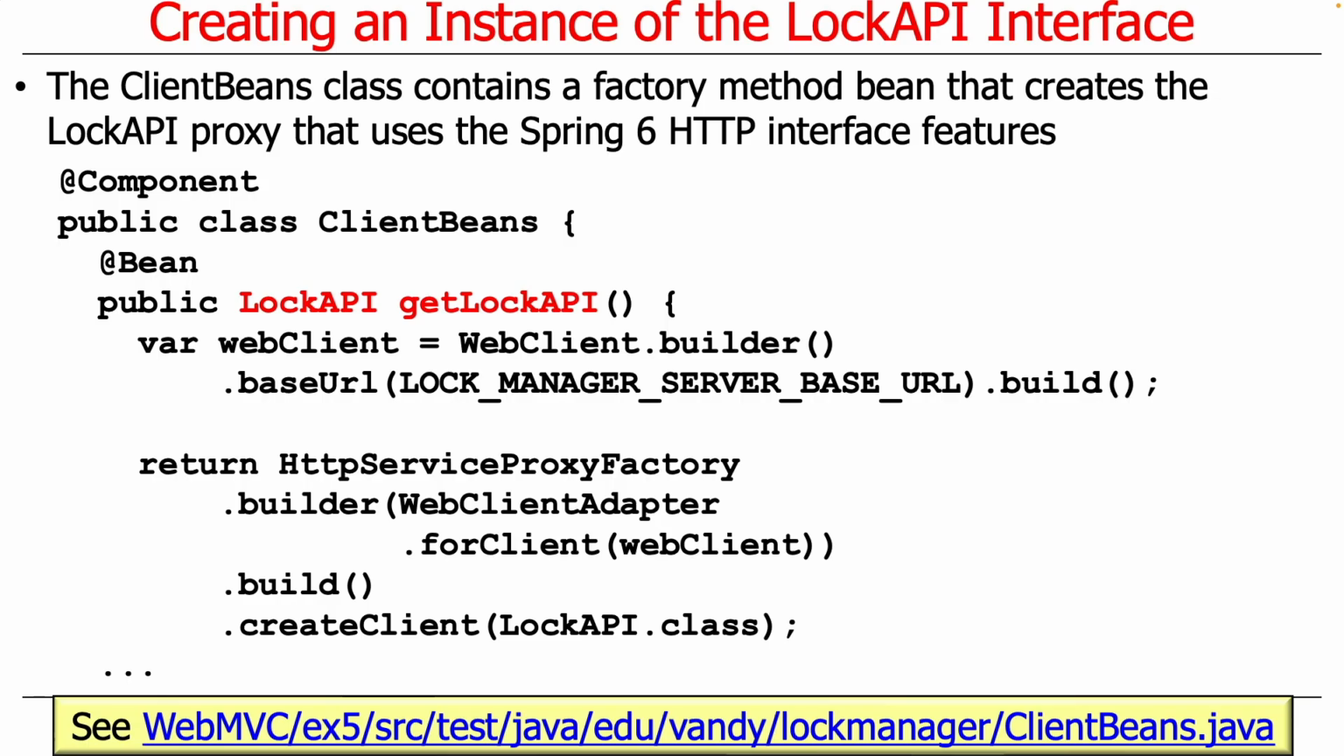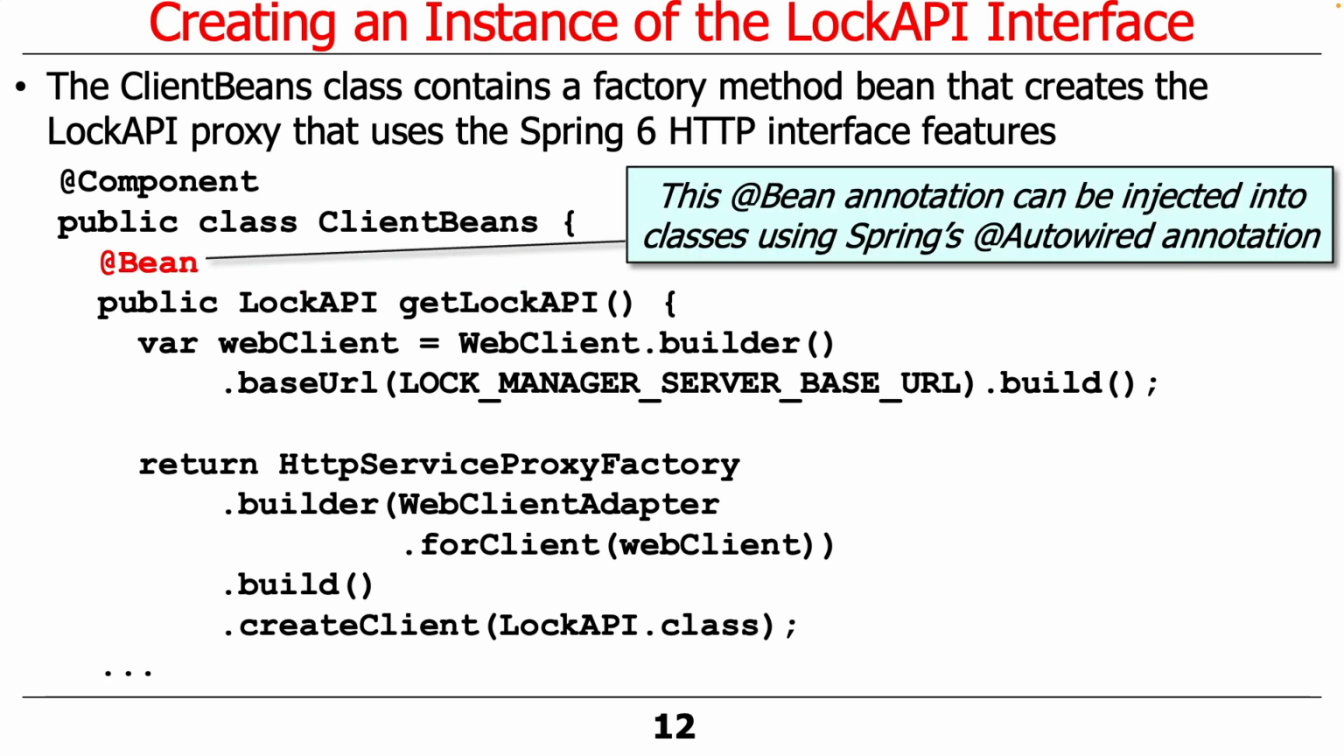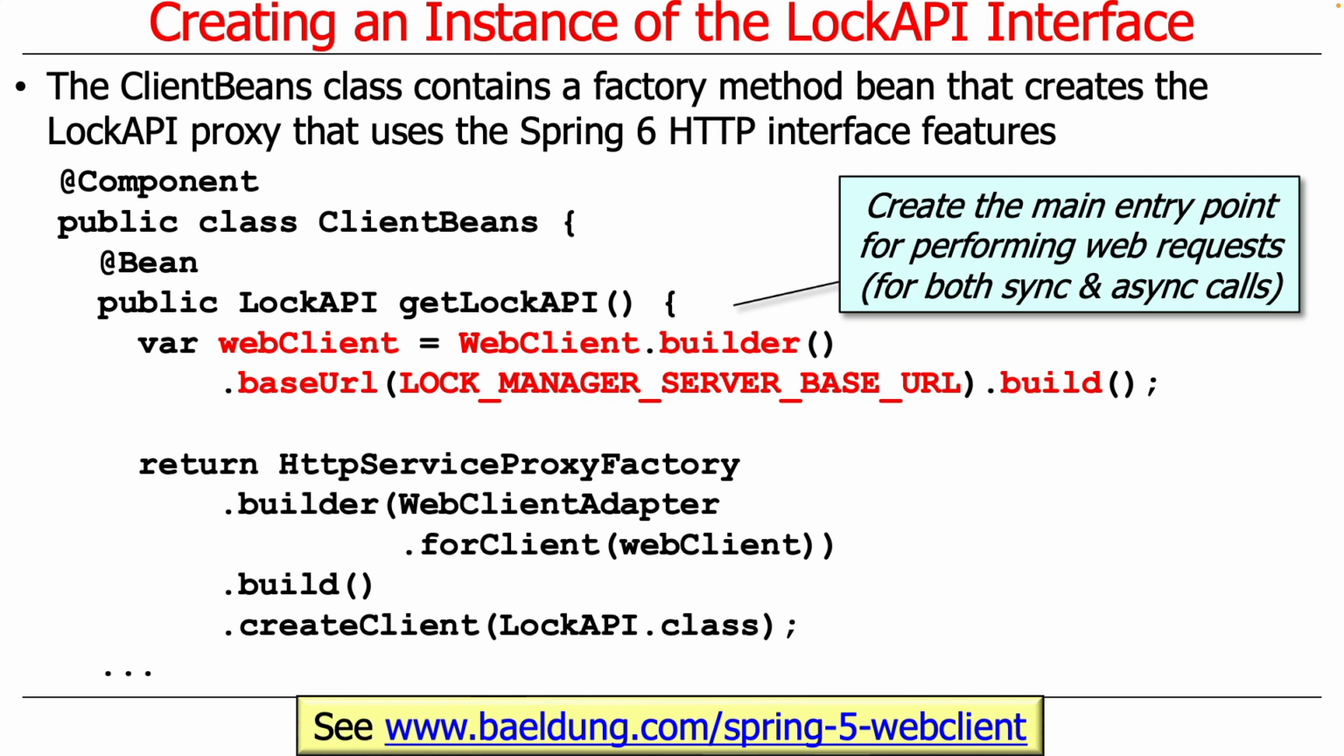How do you create one of these things? Well, you create one of these things in very much the same way that we created things for retrofit, just slight tweaks. So we end up having a getLock API factory method, which we define as a bean, just like we did before. So I put that in my client beans class, which is annotated as a component. And then I just make a couple of calls. This call chain here creates something called a web client. I mentioned web client before. Web client's basically a way of being able to make calls that are either synchronous or asynchronous using either Java conventional reference types or the more advanced reactive types.